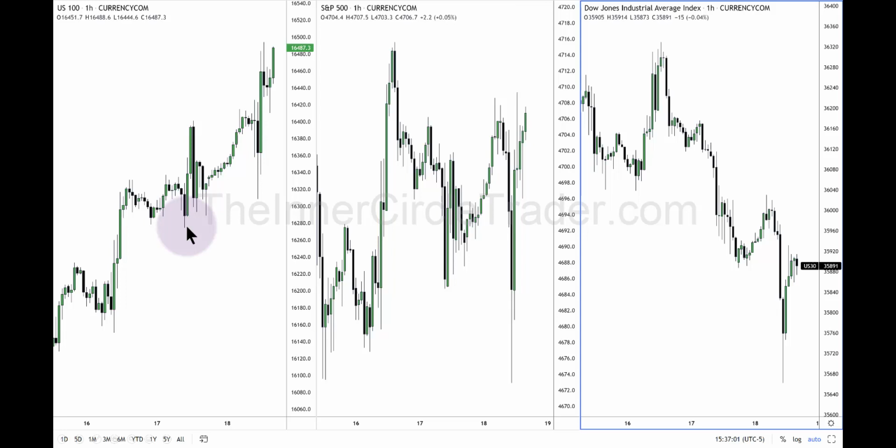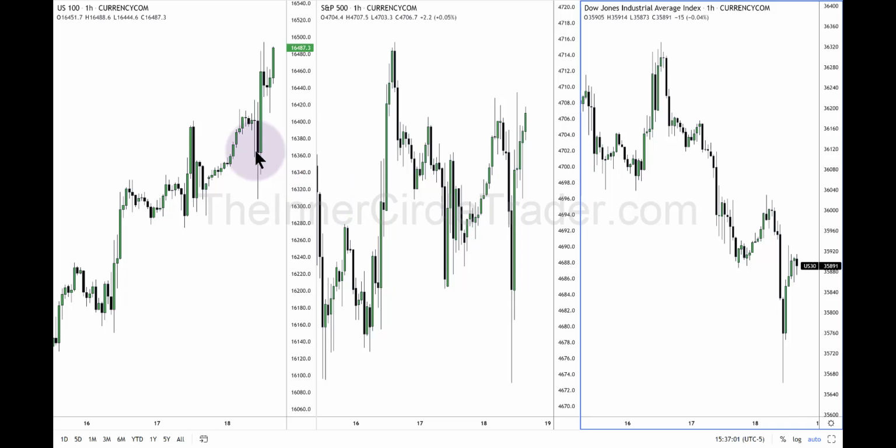Now we have SMT, we have a bullish order block, lower lows in S&P, lower lows in Dow. It does not mean wait for this one to go lower too. Big, big, big, big paradigm shift right there.